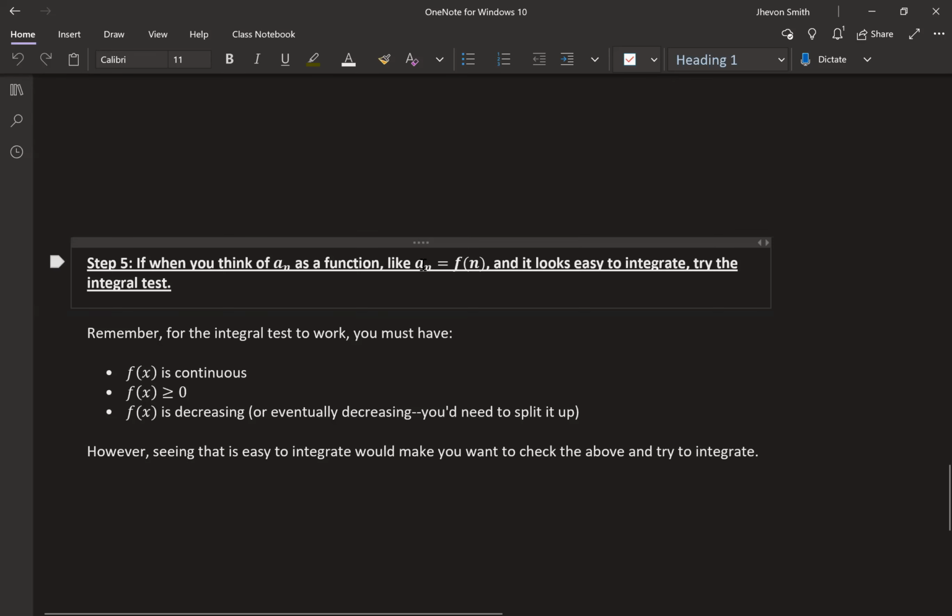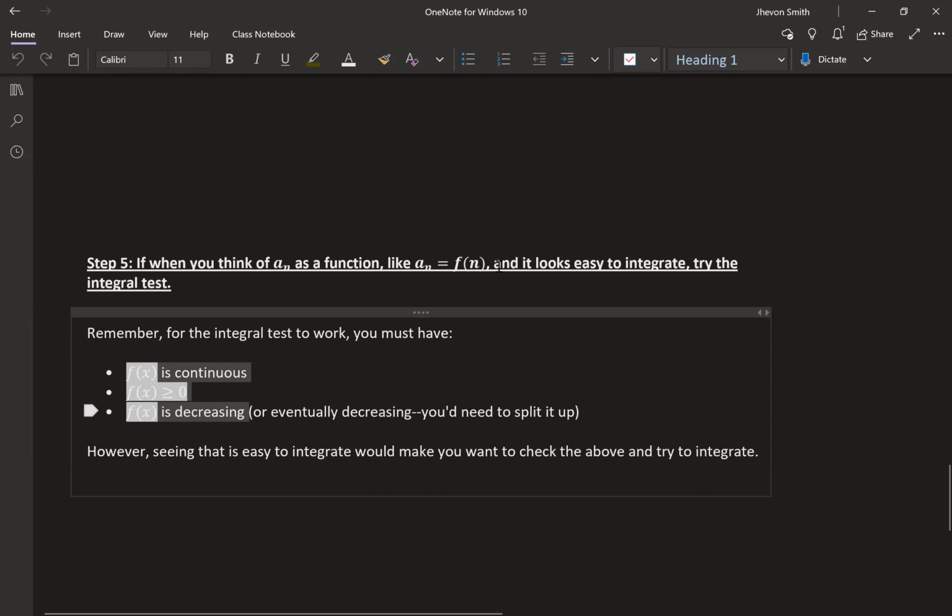Then if you realize that you're looking at a series and the function looks like something you could easily integrate, right? So it might look crazy as far as the series is concerned, but if the series symbol was an integral sign instead, you'd realize, oh, that wouldn't be a big deal. So whenever you spot that integration would be an easy thing, then all you have to do is check that these three things work out.